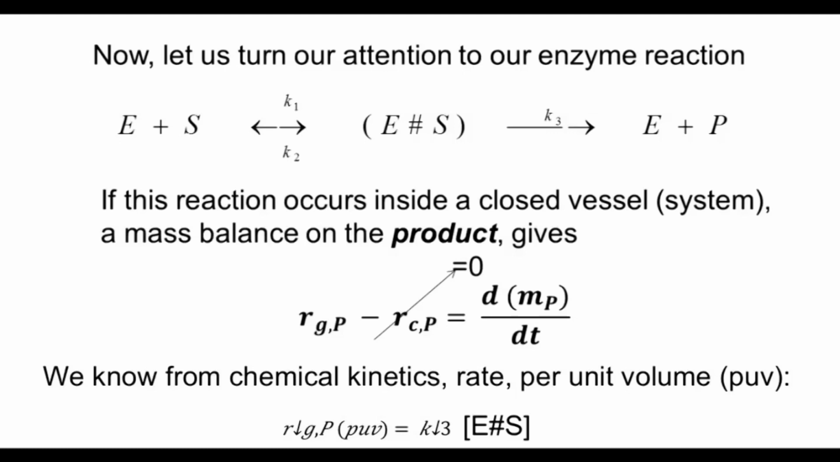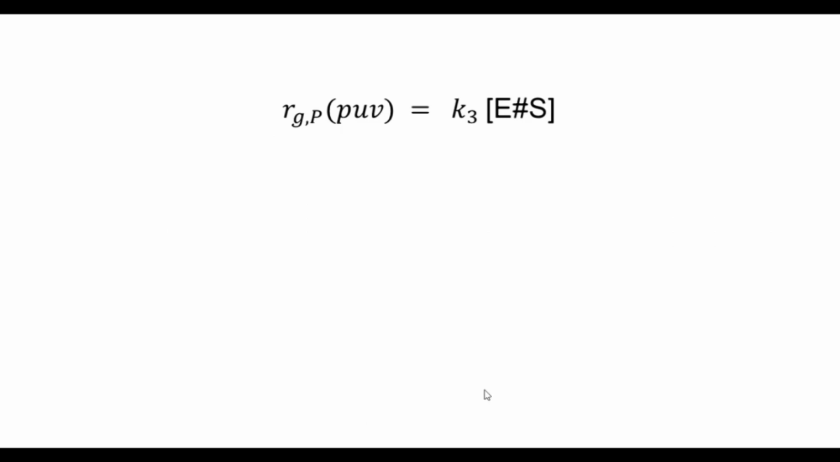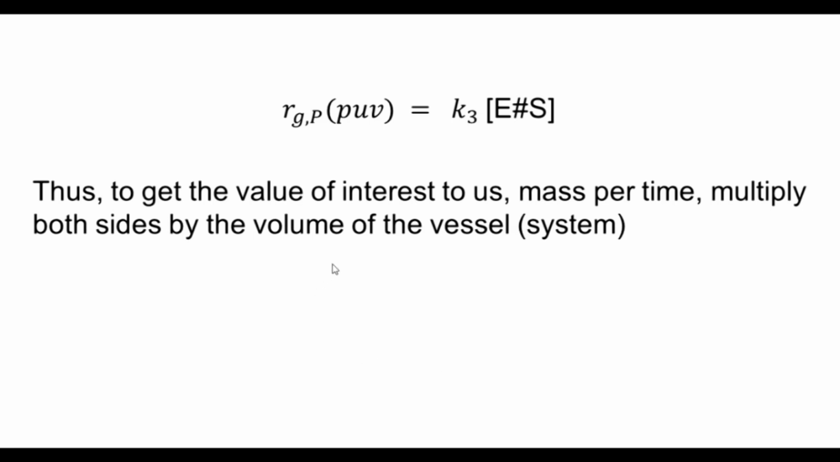The rate on a per unit volume basis is K3 into the concentration of the enzyme substrate complex, first order kind of a thing. That is the earlier equation. So to get to the value of interest to us, which is mass per time, we need to multiply both sides by the volume of the system, because this is on a volumetric basis and we are looking for a mass basis. Concentration is nothing but mass per volume. If we multiply that, then we get the rate of product generation on a mass basis. Let us call it RP for simplicity, equals K3 into the concentration of the enzyme substrate complex into the volume V.